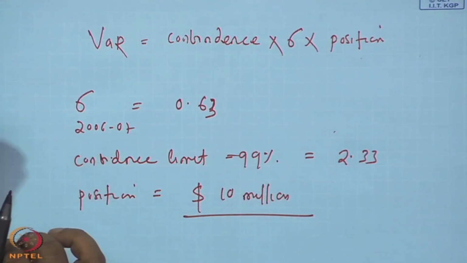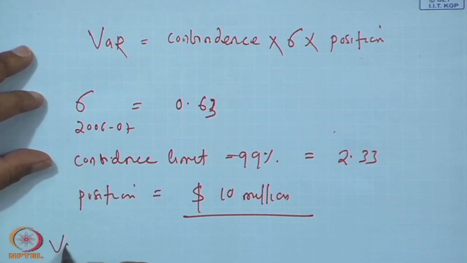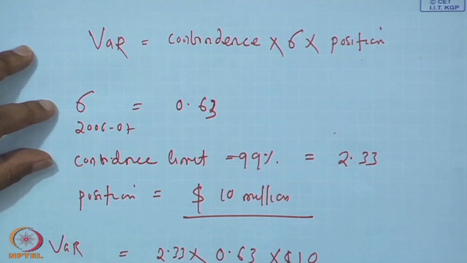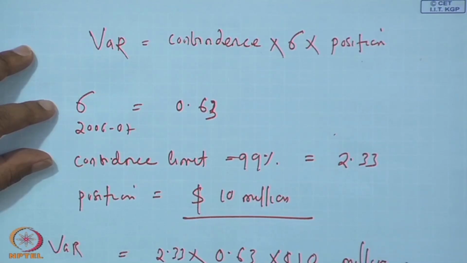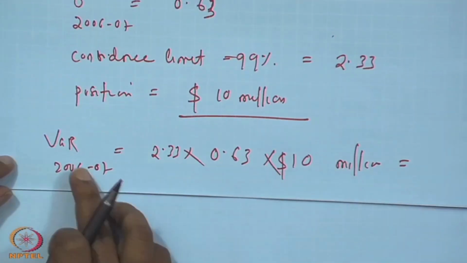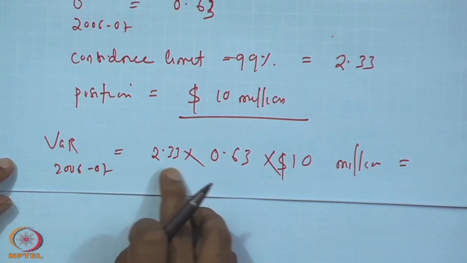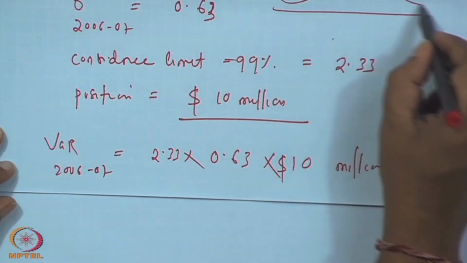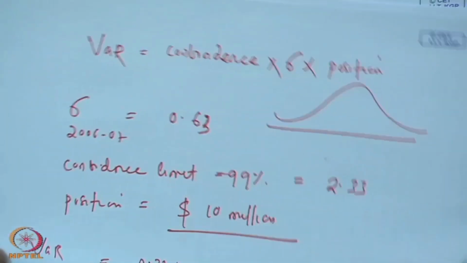So we want to find the value at risk for 2006-7: the confidence limit 2.33 times the volatility 0.63 times the position of $10 million. Here I assume that I am confident that the normal curve will have the same pattern of risks.